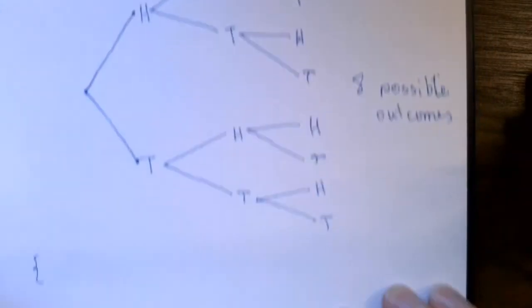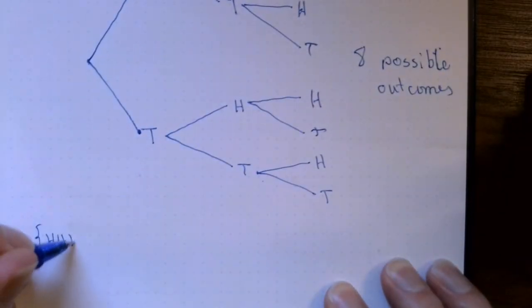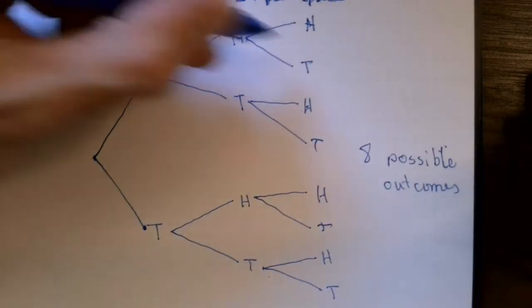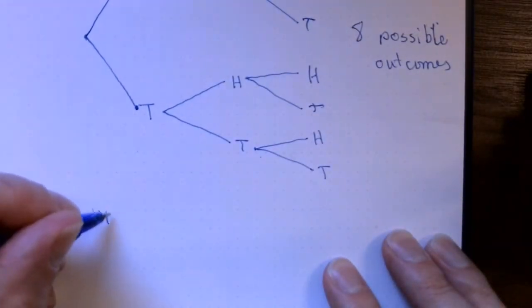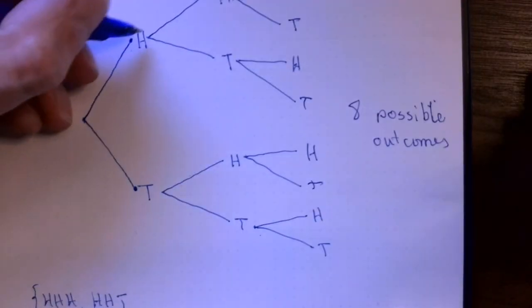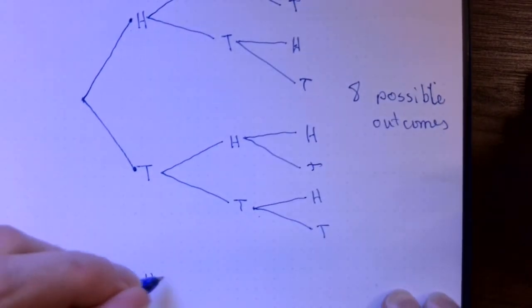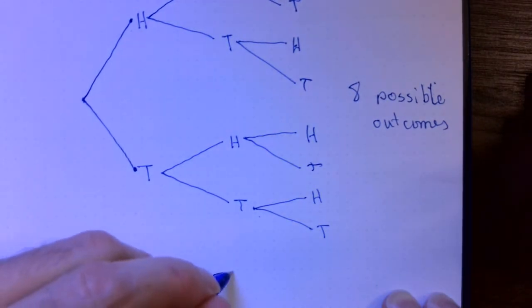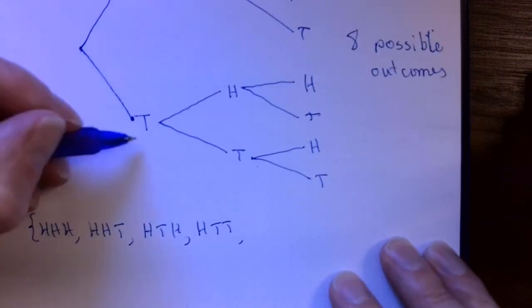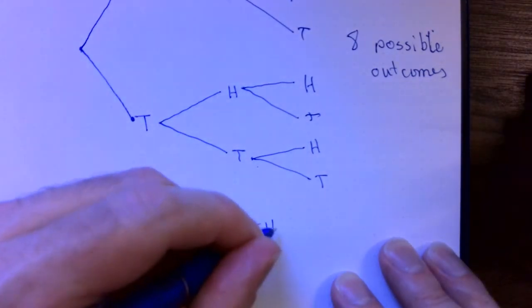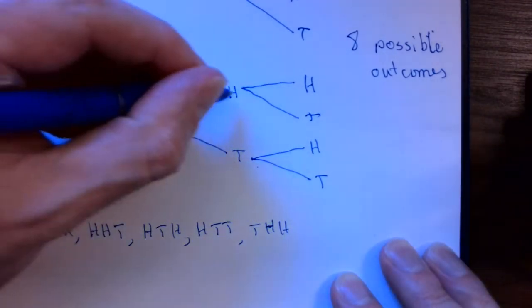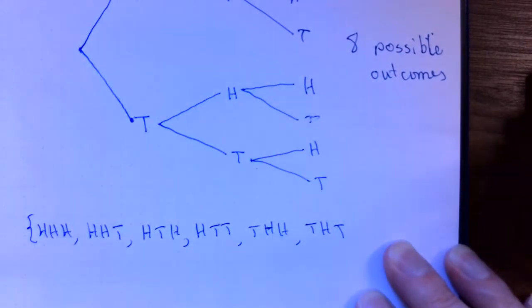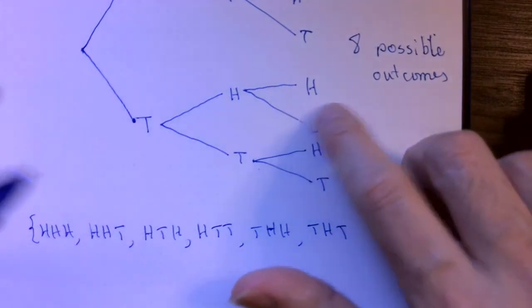Okay, heads, heads, heads, that's the first one. So that's 1. Heads, heads, tails. Okay, this one right here, heads, heads, tails. That's my second. Heads, tails, heads. Heads, tails, tails. Tails, heads, heads. Tails, heads, tails. Let's make it really clear that that is a T.